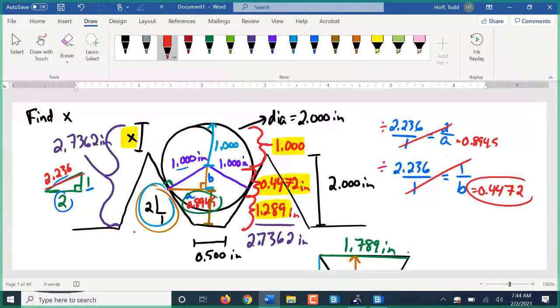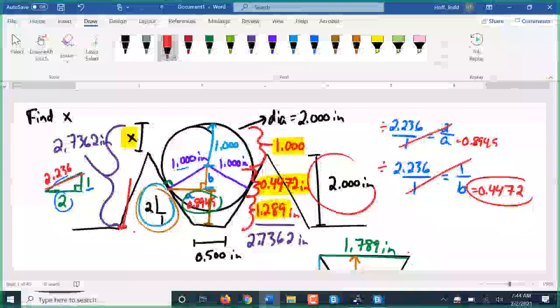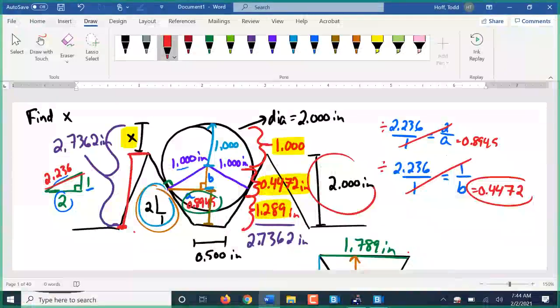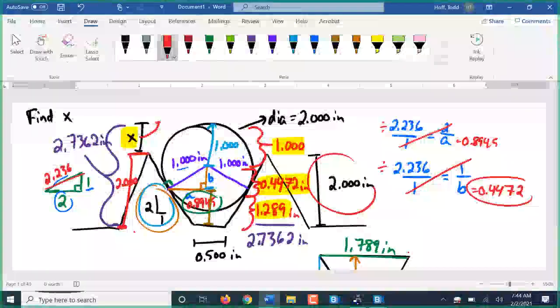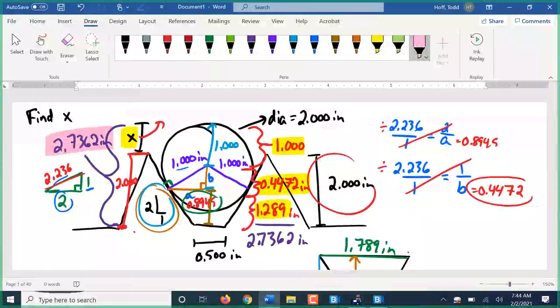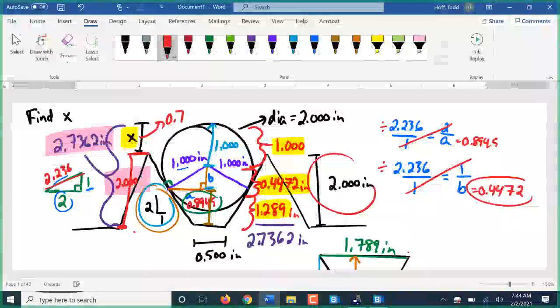And we know from this dimension here that from the bottom just up to the top of that point is 2 inches. So x is the difference. We subtract those two measurements. You get that x is 0.7362 inches. If you found that, just give me a wave.